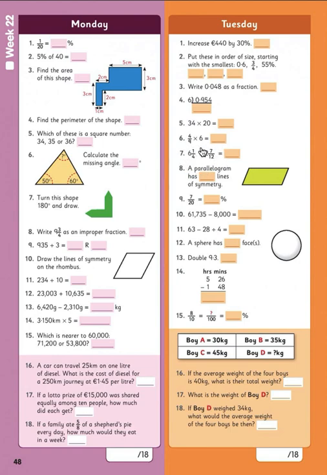A subtraction of fractions, but the denominators do not match, so you have to find the lowest common multiple before you can carry out the sum.